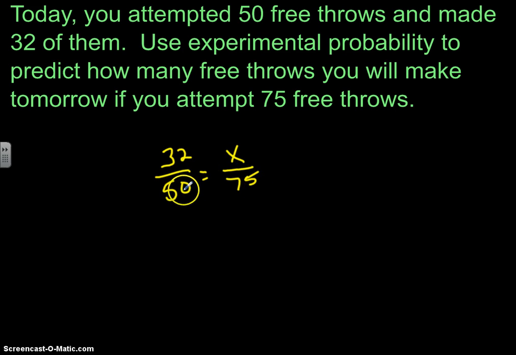Actually, we could probably do this pretty well. 50 multiplied by 1.5 gives us 75. So multiply 32 by 1.5. Half of 32 is 16, so I add that to 32, and I'm going to get 48. So I should make 48 free throws. But do you see how you would solve this if you wanted to cross multiply this to this, then this to this? Okay, then you have an equation you can solve.